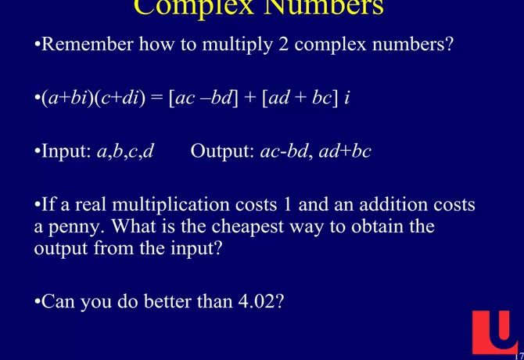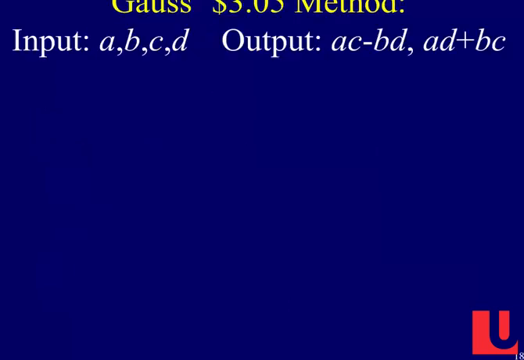Anyway, here's i. And here's a complex number. And you multiply it out like that. And so our problem here is we have 4 real numbers, and we want to calculate these 2 real numbers. But multiplying costs us $1, and adding costs us a penny, right?